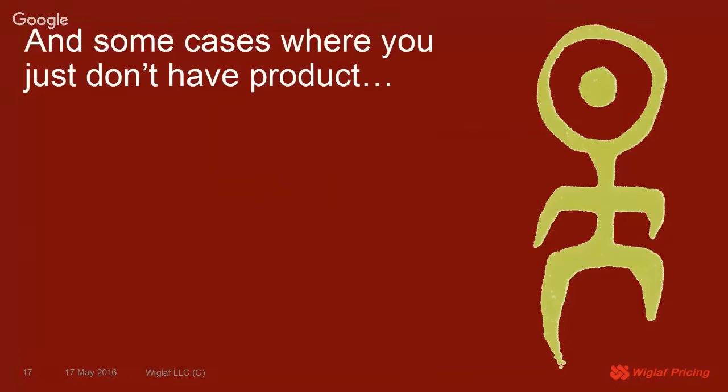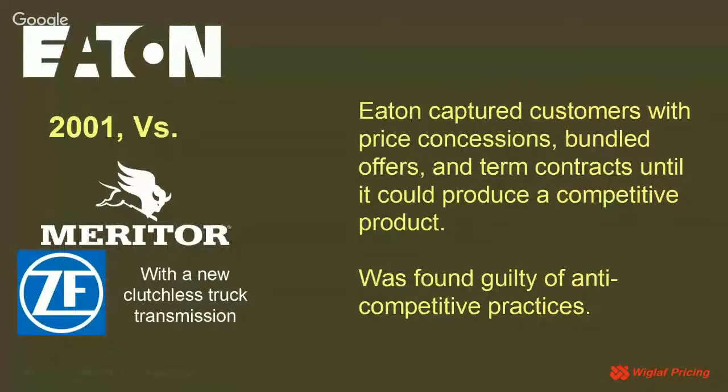In some cases, you just don't have the product. Well, here's one case, Eaton versus Meritor. Meritor came out with a new clutchless truck transmission, along with a German company, ZF. Eaton didn't have one. This is 2001.